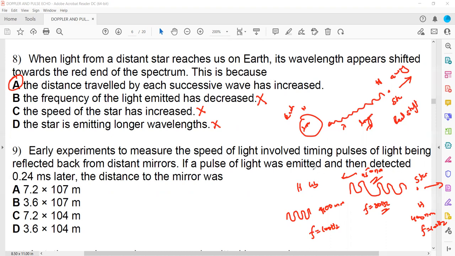So why are the other options, B and C, totally wrong? Because they mention light emitted. Light emitted does not change, only what we receive has changed. And the speed of the star has increased, that we cannot determine from the information, whether it is increasing or decreasing. If the wavelength were continuously increasing or decreasing, we could identify the speed, but not with this information. Is it clear, question 8, how we work out that A is the right answer?